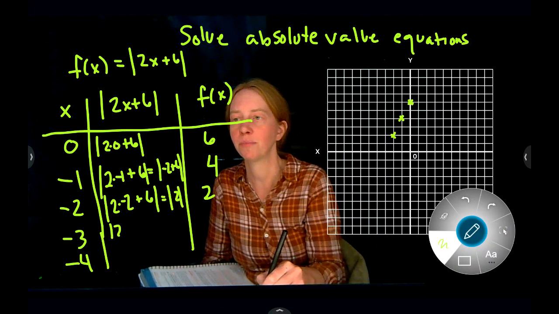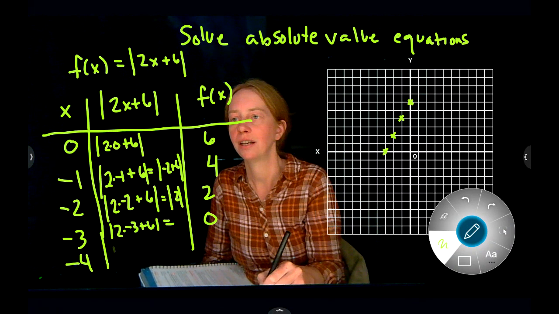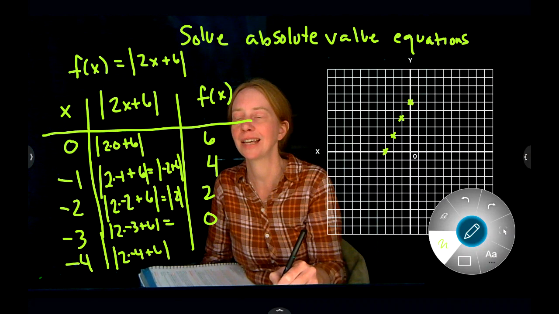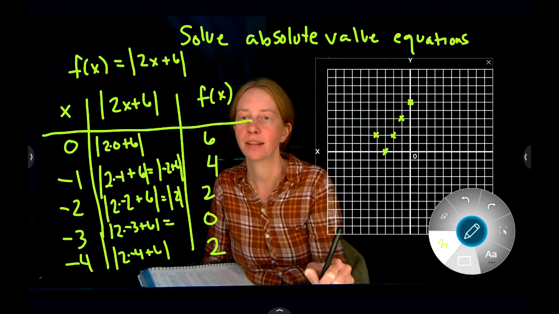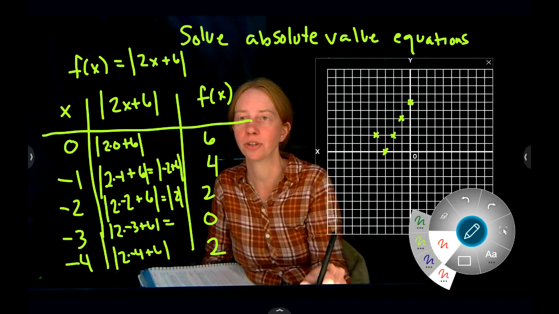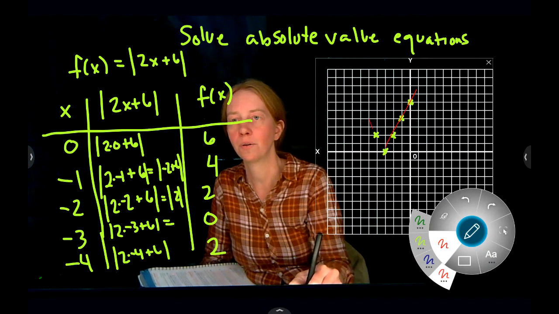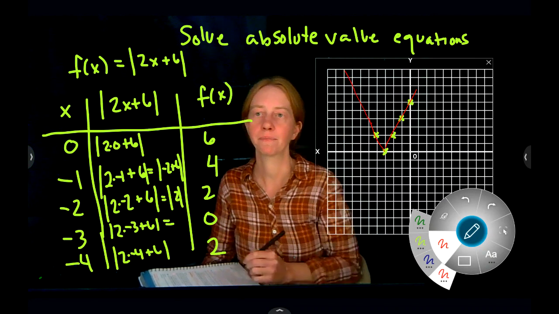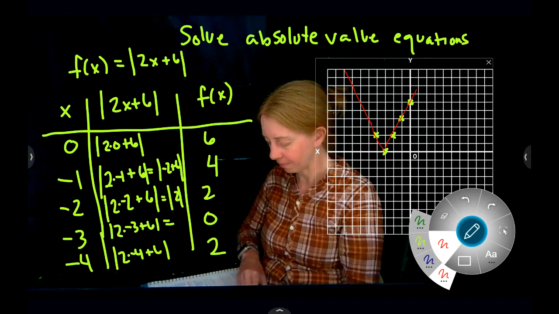So -3, same process: 2 times -3 plus 6. That one equals 0. And -4, we have 2 times -4 plus 6. That's -8 plus 6, which is -2, but it's the absolute value, so it is +2. I think we have enough points to figure out our trend. It goes this way in a straight line, and then it goes this way in a straight line. That is our graph of the absolute value equation.